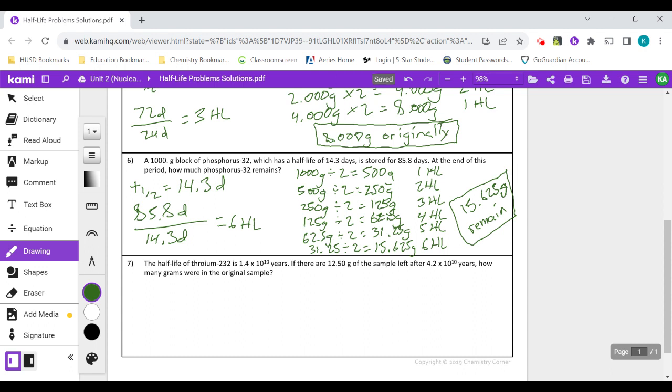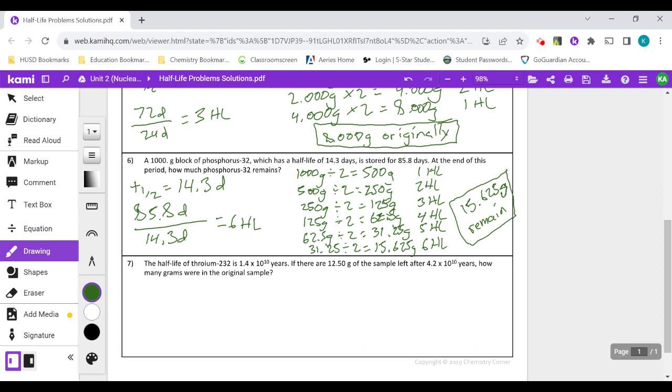Last one. The half-life of thorium-232 is 1.4 times 10 to the 10 years. If there are 12.5 grams of the sample left after 4.2 times 10 to the 10 years, how many grams were in the original sample?